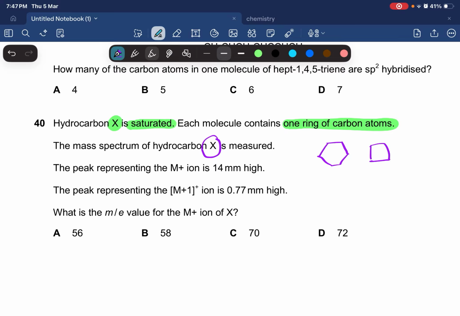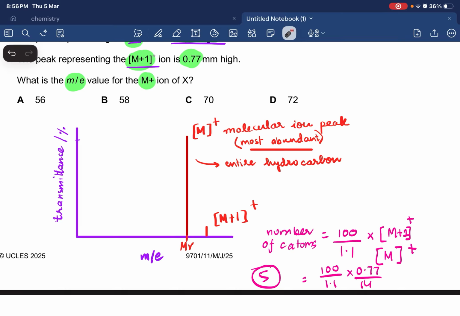So we're doing mass spectrometry. The peak representing the M plus ion is 14 millimeter high. The peak representing the M plus 1 plus ion is 0.77 millimeter high. What is the mass to charge value of the M plus ion of X? So I've basically drawn this mass spectrometry spectrum to show you guys what's basically happening.